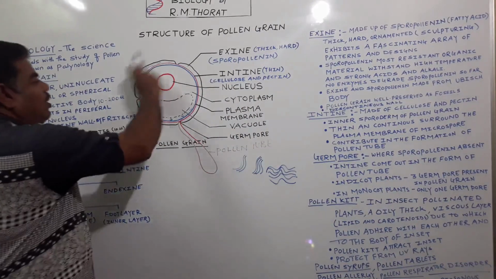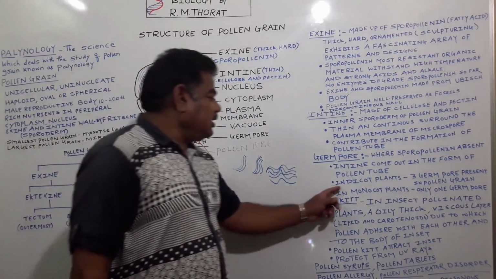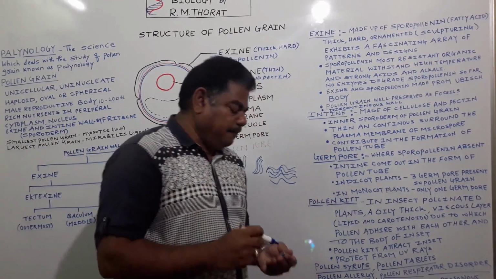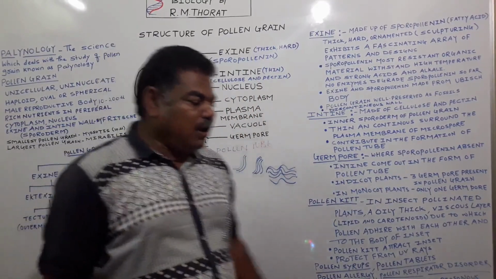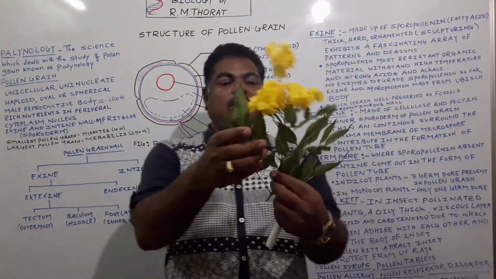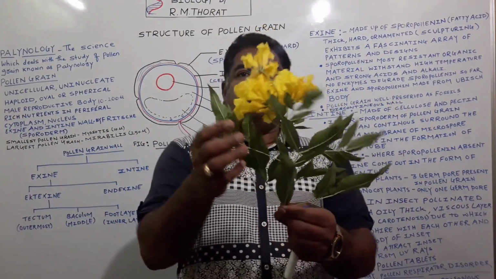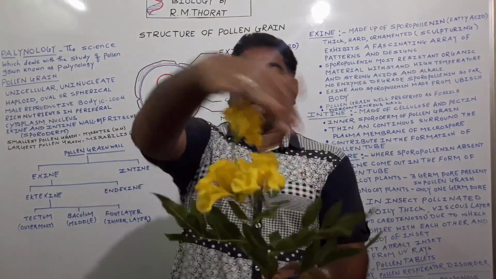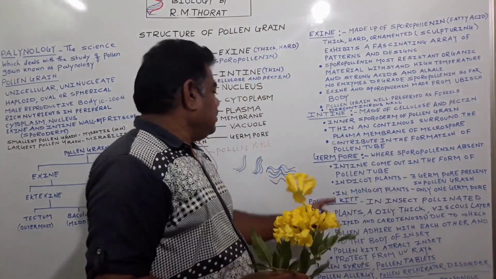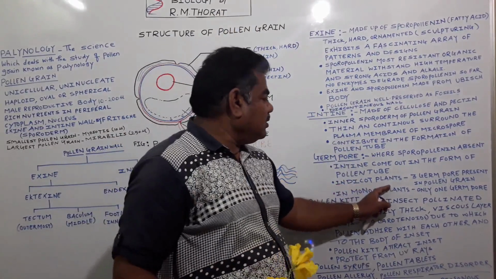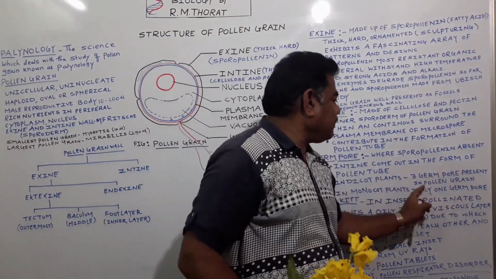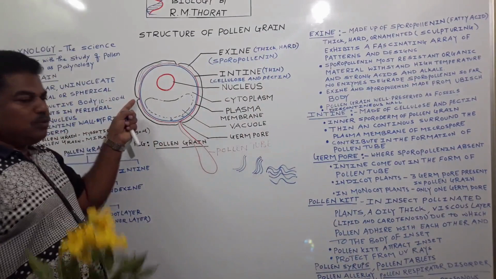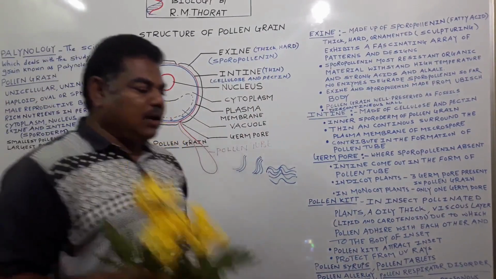Now in case of a dicot plant, Dvibijapatri plant. See here, this plant is a dicot plant. This plant we call Tecoma stans. In case of this dicot plant, 3 germ pores are present in the pollen grain. 1, 2, and 3 germ pores are present in the pollen grain of this plant.